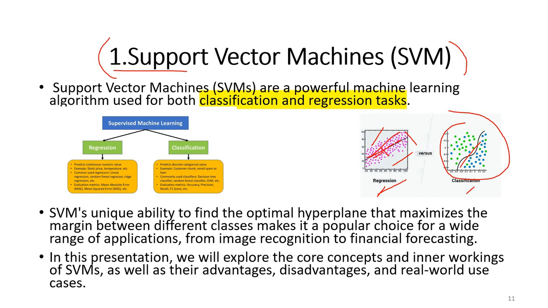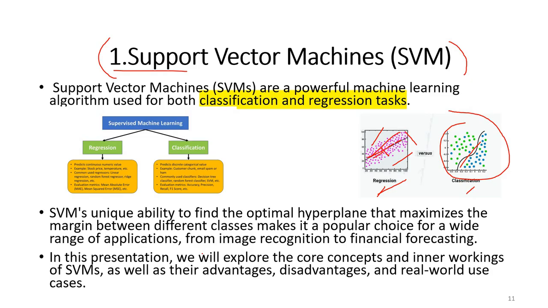So what are the real world applications? SVM is used in many real world systems. We can say facial recognition, email spam filtering, medical diagnosis, handwriting recognition, intrusion detection systems, financial forecasting. That's why SVM is very widely used in research and industry in today's era.